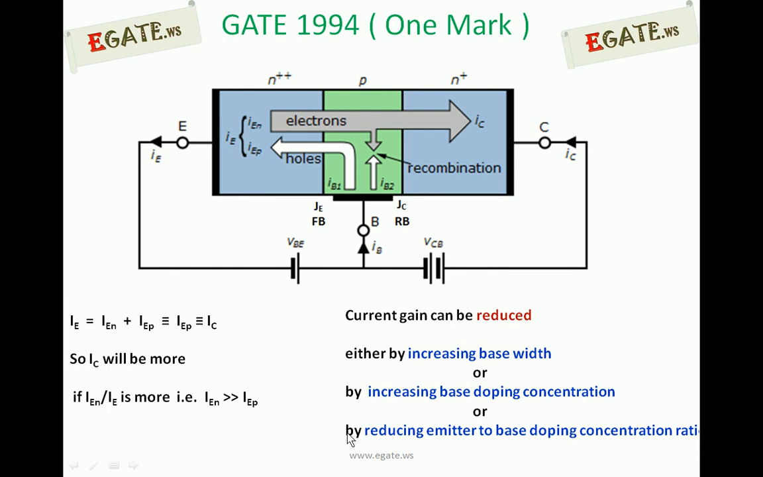Next, by reducing the emitter to base doping concentration ratio. That is, if you are reducing the IEN to IEP ratio, at that time you cannot neglect IEP from this equation, so IC will be much less. So these are the possibilities of reducing the current gain.